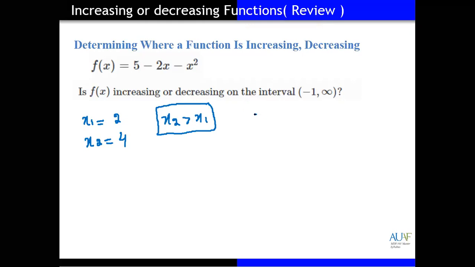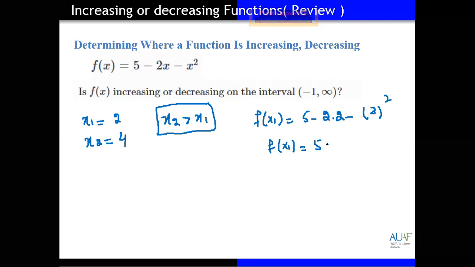Then find out the f of x1 and f of x2. First x1, so we have f of x1 equal to what? F of x1 equal to, x1 is 2, so we have 5 minus 2 multiply with 2 minus 2 square. F of x1 equal to 5 minus 4, and this is minus 2 square, so minus 2 square again equal to 4. So 5 minus 8, and 5 minus 8 equal to minus 3. F of x1 equal to minus 3.